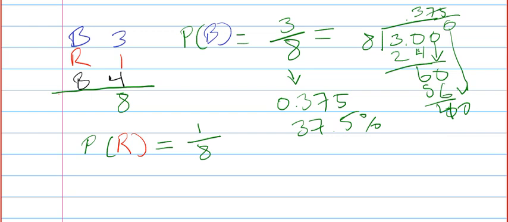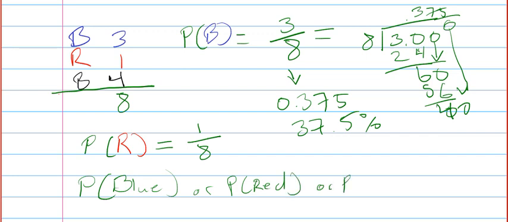my marker is red. What is the probability that the marker I pull out of this bag is blue, red, or black? Blue, red, or black. So the probability that it is blue, or the probability that it is red, or the probability that it is black.